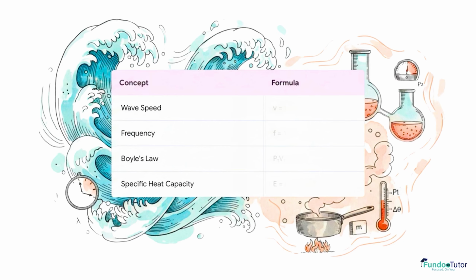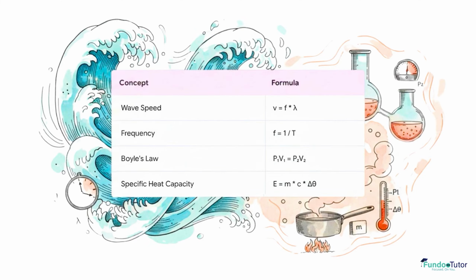This slide hits two really important areas. First up, for waves, the big one is wave speed equals frequency times wavelength. That funny-looking symbol, lambda, just means wavelength, and frequency itself is just 1 divided by the time period. Then, over in thermal physics, we have Boyle's law, which describes how pressure and volume are linked for a gas.